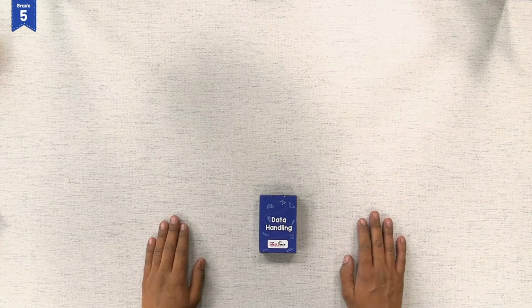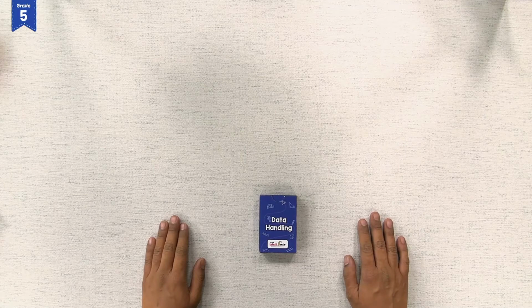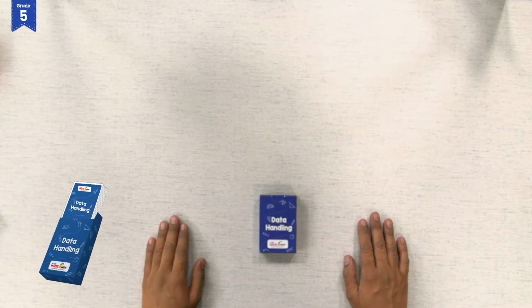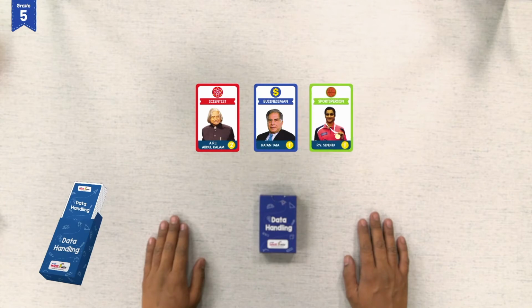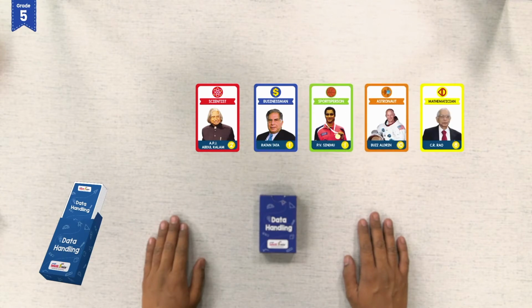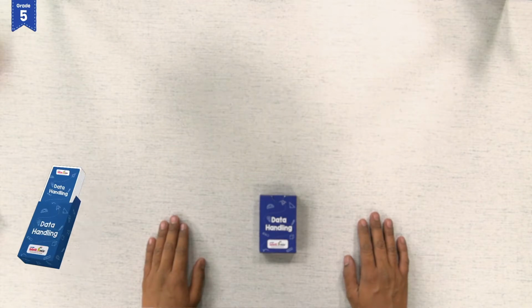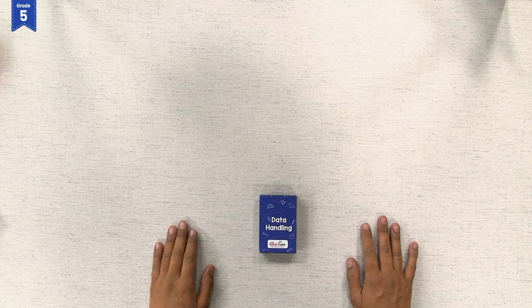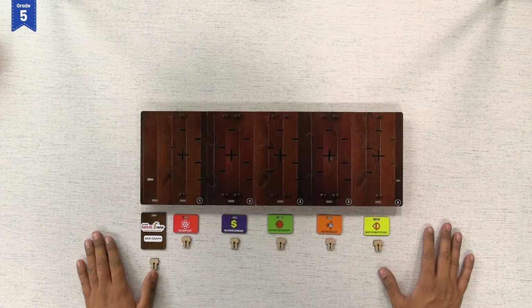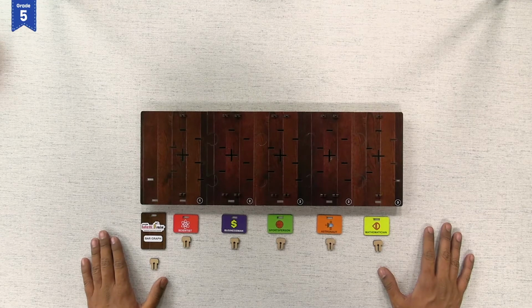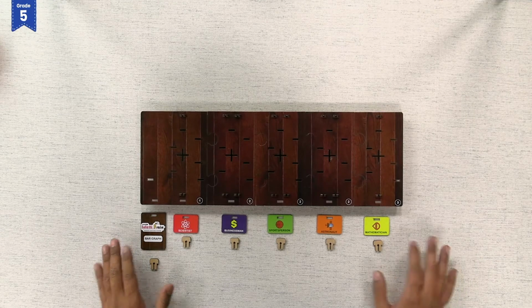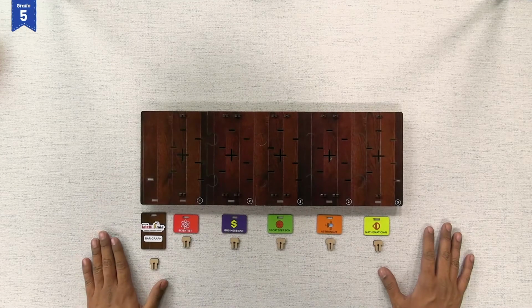The data is provided to us in the form of 50 data cards of 50 different famous personalities from 5 distinct categories on the basis of their fields of work. We are going to represent this data on the data representation base tray using a bar graph. Assemble the data representation base tray as we had done previously in the pictograph activity. After assembling the data representation base tray, we will prepare it for the bar graph activity.